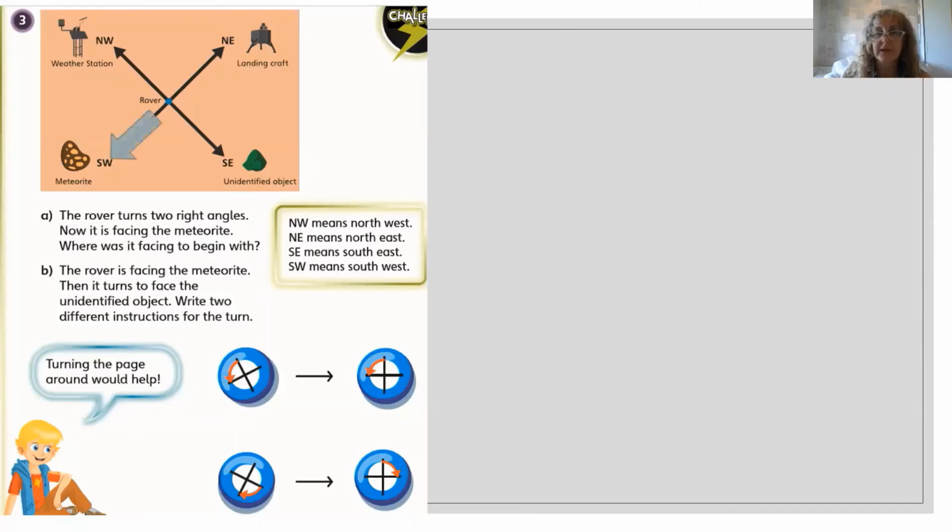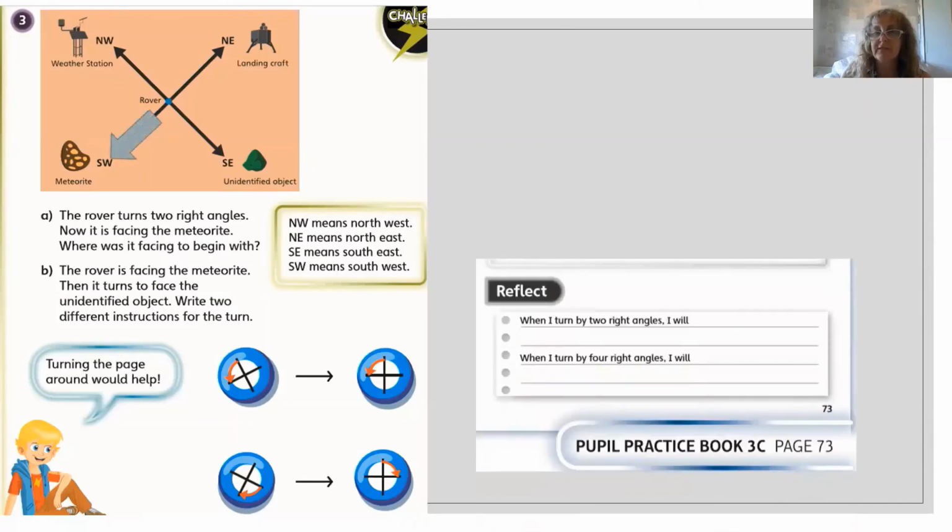Let's have a look then at your reflect. When I turn by 2 right angles, I will be... Now, where will you be? If you were turning, remember, stand like I did, turn 2 right angles, and that doesn't mean back and forth. I don't think that's what it means. I think it means carrying on. Where will you be? And the second little bit. When I turn by 4 right angles, where will I be?